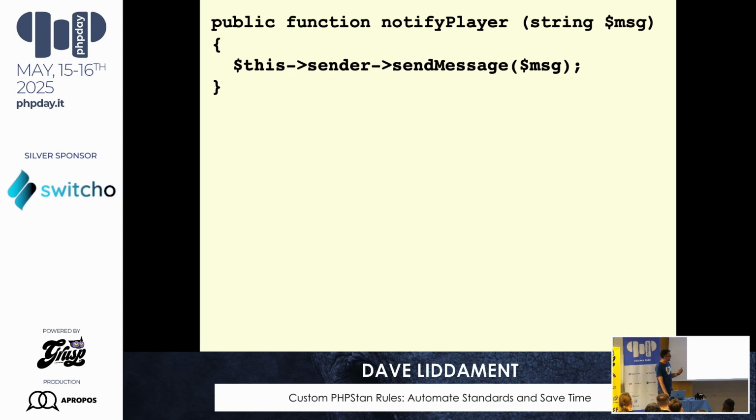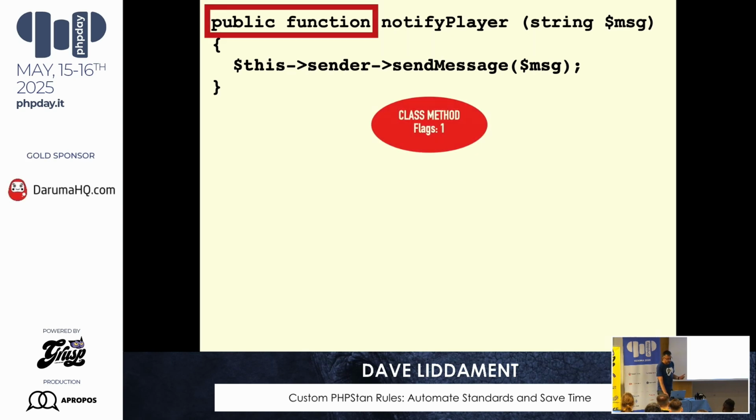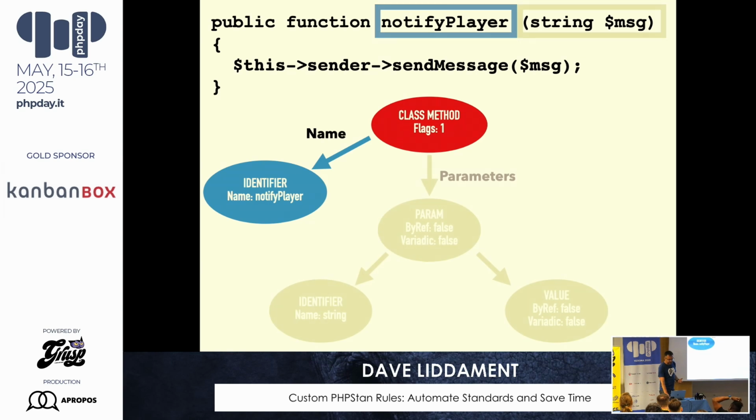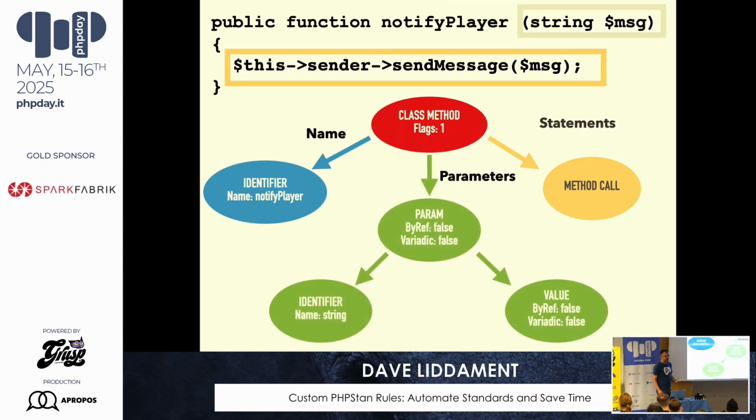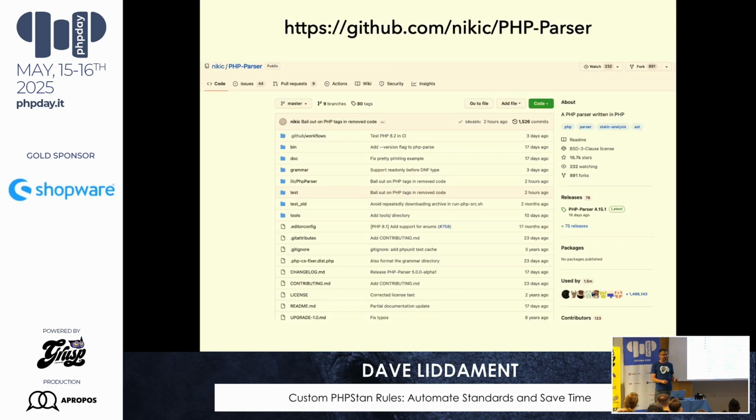So if we delve a bit further down, if we've got this notifyPlayer method, we've got a method node, and that also has a name, it has some parameters, and again, it has 0 or infinite number of statements. So the key thing is, all of our code can be represented in an abstract syntax tree. And there is this library made by Nikita called the PHP Parser library, and that has PHP representations of every node that appears in the abstract syntax tree.